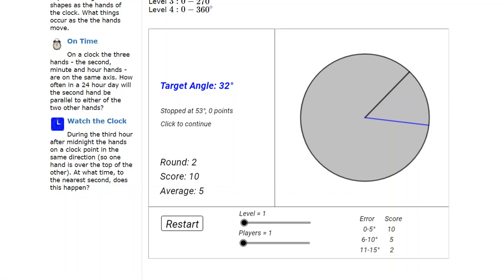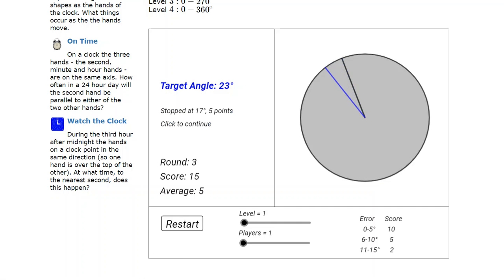Oh, that wasn't so good. 53 degrees and 0 points. So I didn't do so well there. So my score is still on 10. My average, my mean score is now 5, 10 points from 2 rounds. Let's have another go. 23 degrees this time. Oh, 17 degrees. Not too bad. I only scored 5 points though, not 10. But still okay, so my score has gone up to 15.